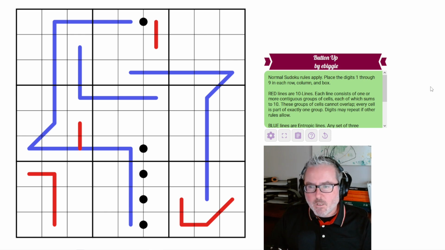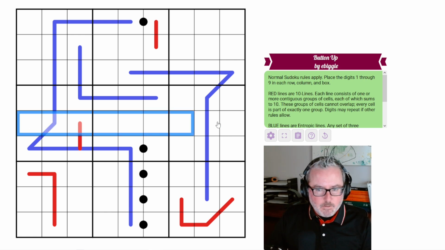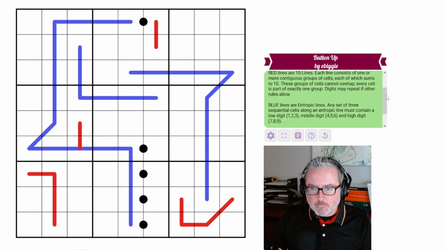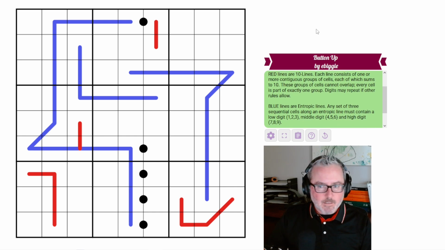So we've got normal Sudoku rules. So every row, every column, and every 3x3 box contains the digits 1 through 9 once each. Then we've got red lines are 10 lines. So 10 lines are things we don't use very often, or I don't see very often is the better way to put it. So each line consists, let me step back.